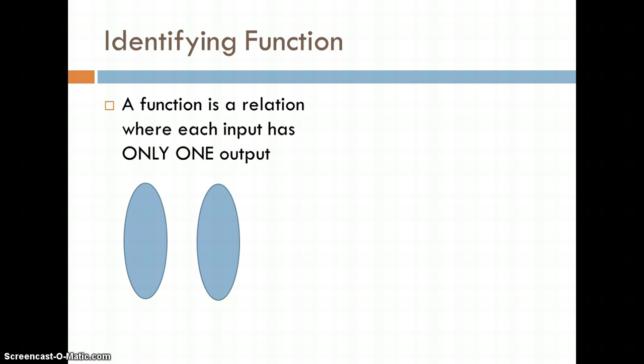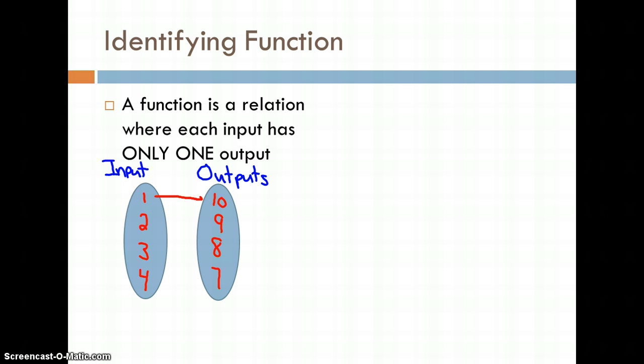only one output. So if we were to use this as an example here, with this being the set of inputs, and this being the set of outputs, we'll give you an example of a function. Let's say our input values are 1, 2, 3, and 4. And then our output values were 10, 9, 8, 7.